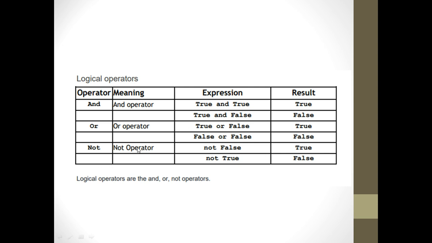And the last one is the not operator. Not will negate the operand. Not false will give me true. Not true will give me false. And operator wants both the conditions to be true, true and true. Or wants any one to be true. If any one is true, the answer will be true.